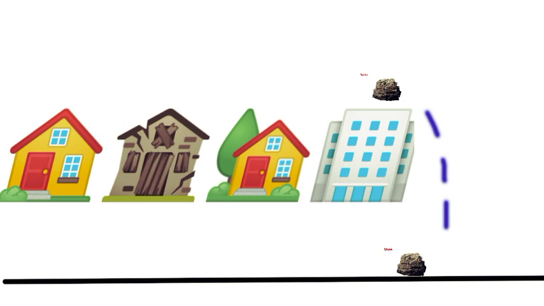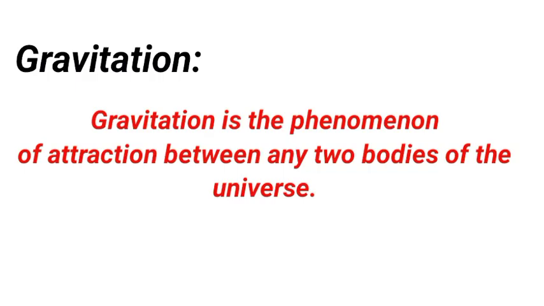So gravitation is the phenomenon of attraction between any two bodies of the universe. Gravity is one particular case of gravitation when one of the two attracting bodies is earth. Hence gravity is the phenomenon of attraction between earth and any other body. The force of attraction exerted by earth on the body is called the force of gravity. The force of gravity is calculated using the universal law of gravitation given by Newton.